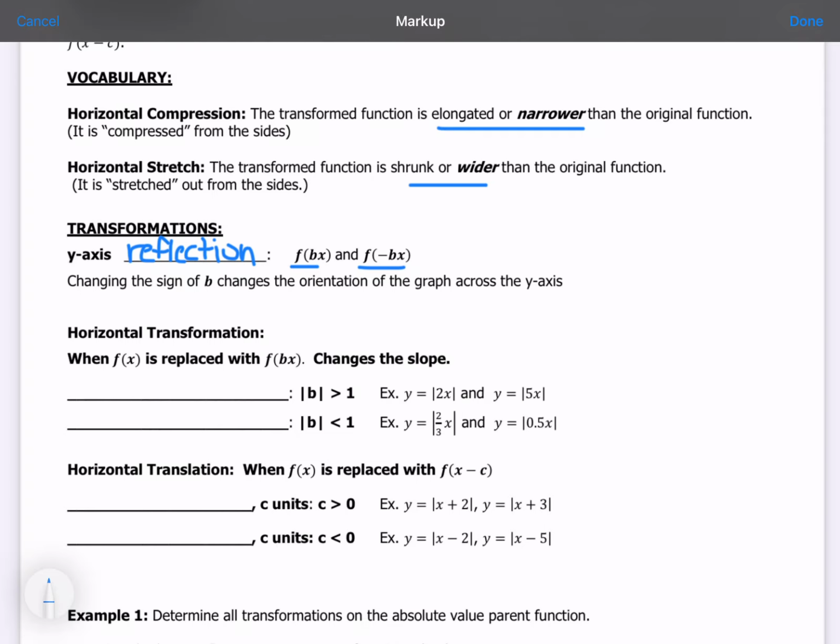Horizontal transformation, when f of x is replaced with f of bx, it changes the slope. So this is when we have a b value inside the absolute value. And when the absolute value of b is greater than 1, it's a horizontal compression. And when the absolute value of b is less than 1, like 2/3 here and 0.5, it's a horizontal stretch.